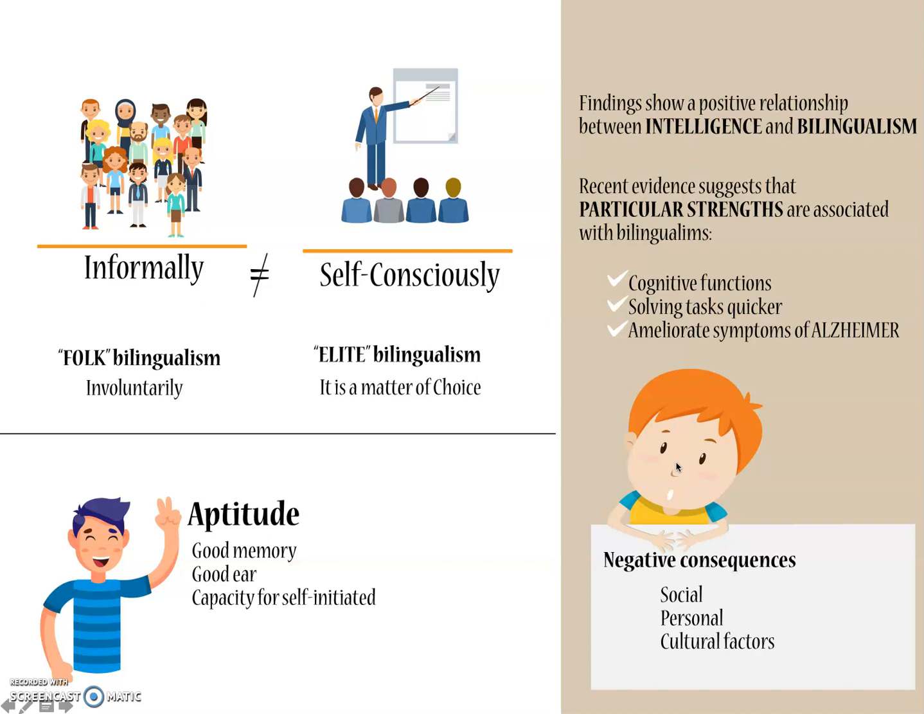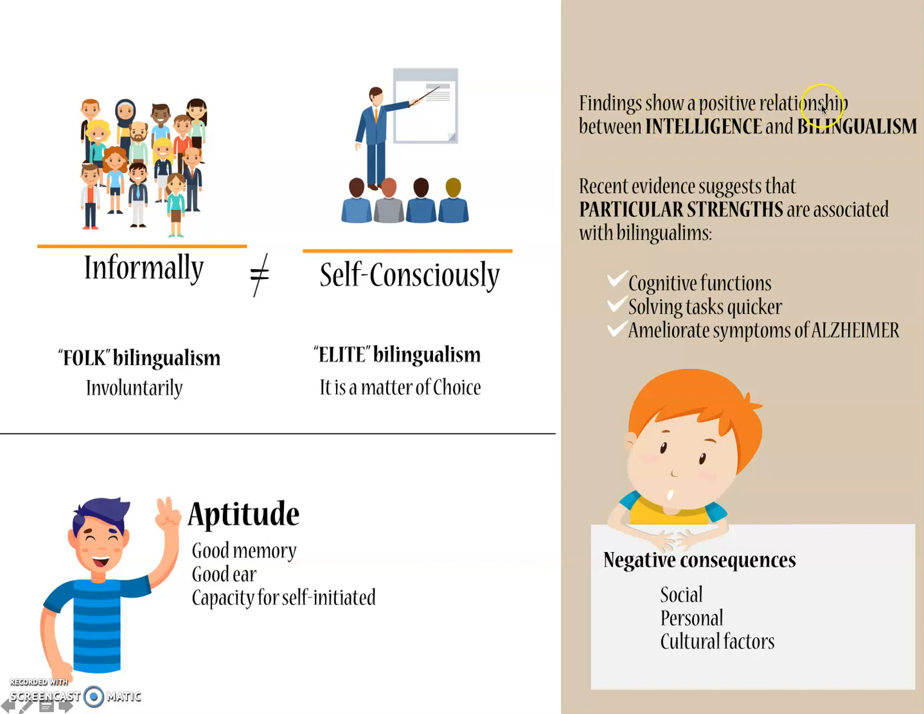There are differences between those who become bilingual informally and those who become bilingual in a self-conscious way. Some refer to folk bilingualism: people have to become bilingual involuntarily in order to survive. There is no choice, so they have to learn it. And elite bilingualism, in which language is a matter of choice. There may be individuals with some aptitude for learning a second language. They have a good memory, a good ear, and the capacity for self-initiated learning.